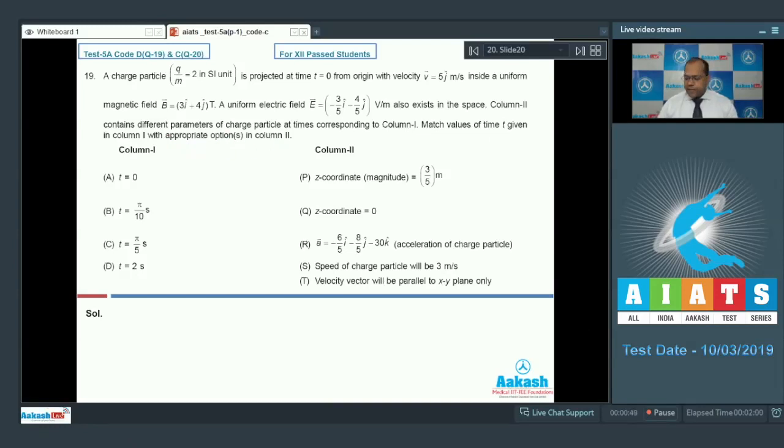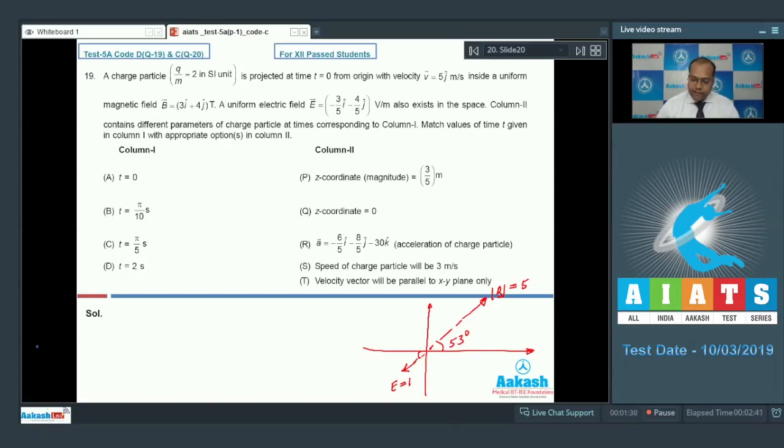So first of all, let's analyze the situation. Suppose this is my y-axis and this is my x-axis, and it is given that the magnetic field is 3i cap plus 4j cap. So the direction of the magnetic field is somewhere here, and it makes an angle of 53 degrees with the x-axis. The magnitude of the magnetic field is 5, and the electric field is acting just opposite to the magnetic field in this direction, and the magnitude of the electric field is 1. So this angle is 53 degrees.